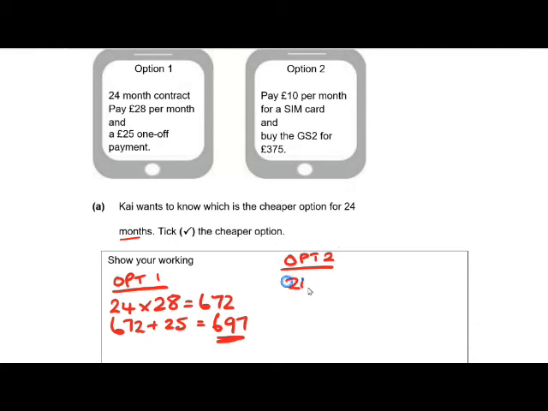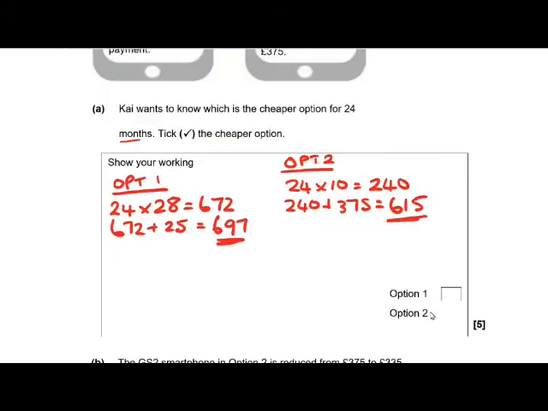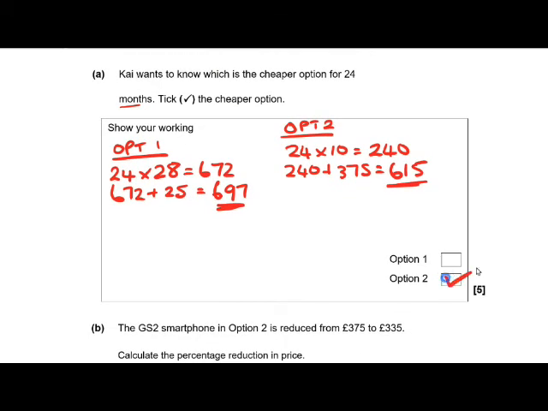We've got 24 months at £10 a month, which is £240. We then have to have a one-off purchase price of our phone, which gives us 240 plus the 375. No chances, do it on your calculator, and option 2 is £615. So the option he should go for is option 2. So tick the option 2 box.